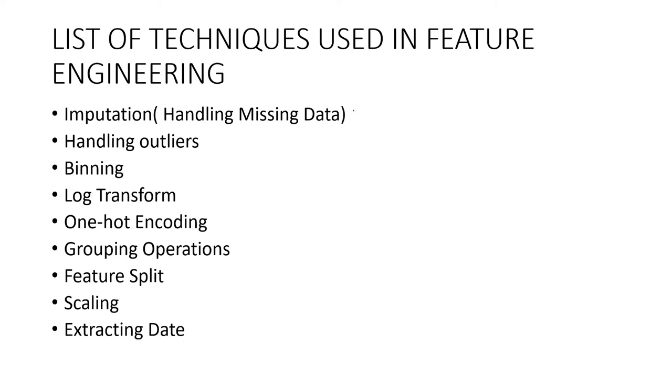This we already covered. You can see the video in the playlist. Different methods, how we can handle missing data. There are different approaches, and all those approaches we have described in detail. You can watch those videos. Now we are discussing how we can handle outliers. So that's the thing we are going to discuss now.